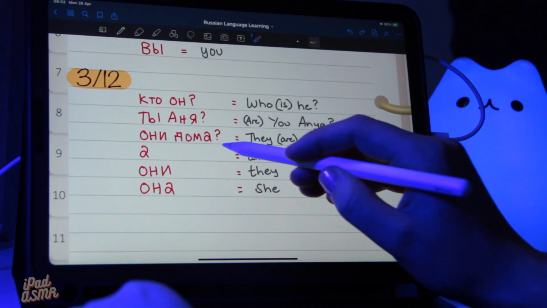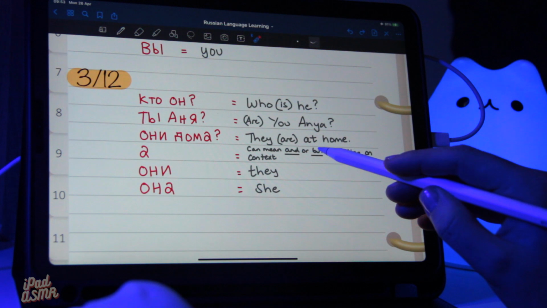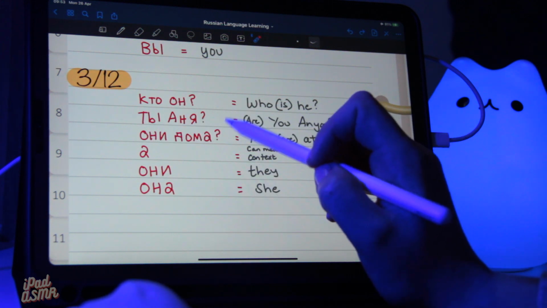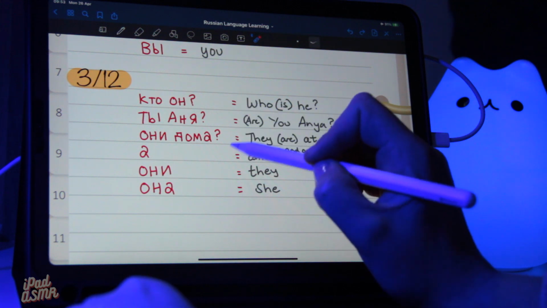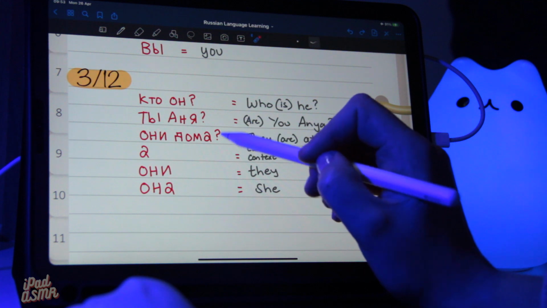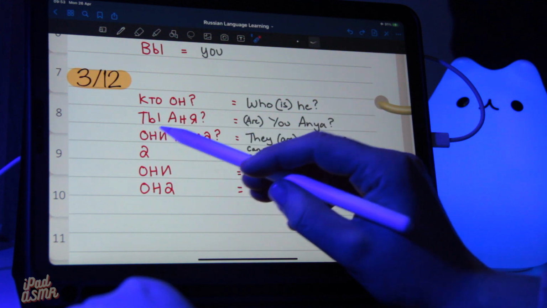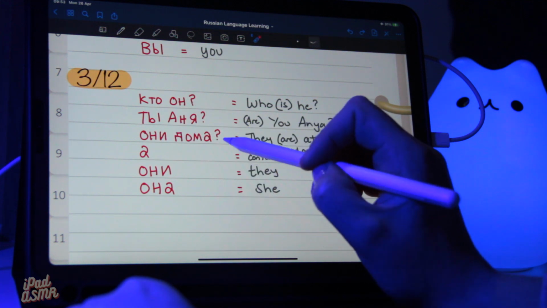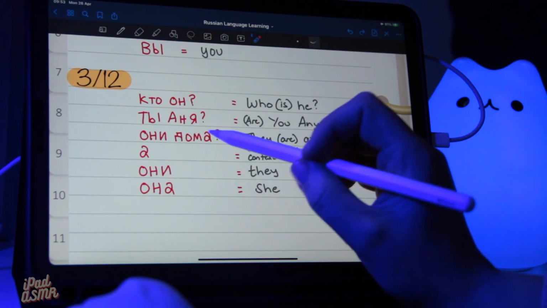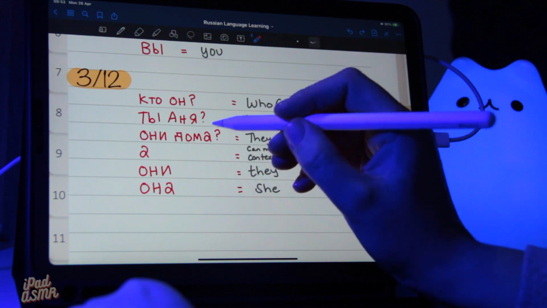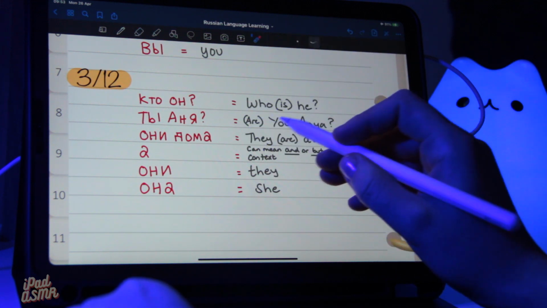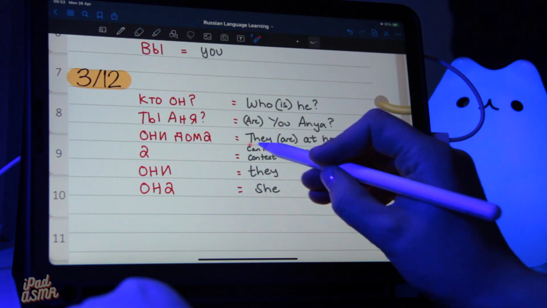Now I've just realised I've made a mistake here. In Russian, what I've come to realise is that this can mean the same thing without the question mark. So, they home? Question mark. Are they home? Or Ani doma? They are home. So in this instance, I'm going to get rid of the question mark, and then that makes sense. They are home. They are at home.